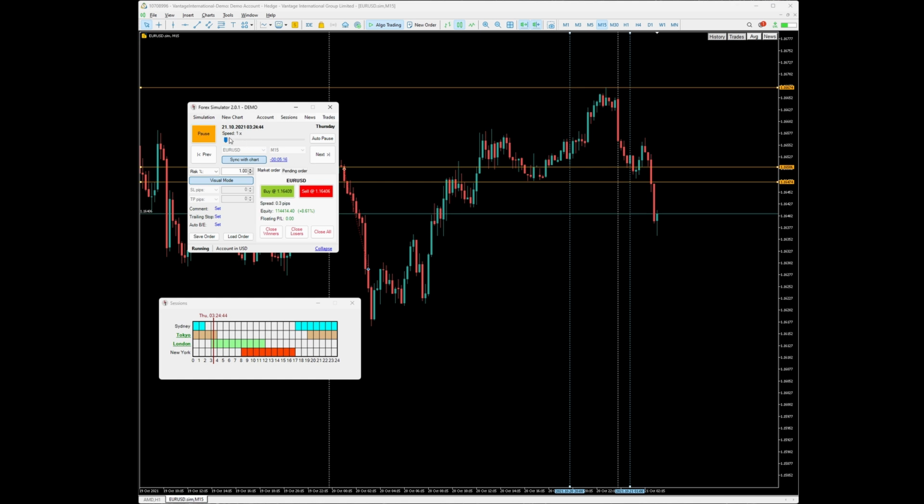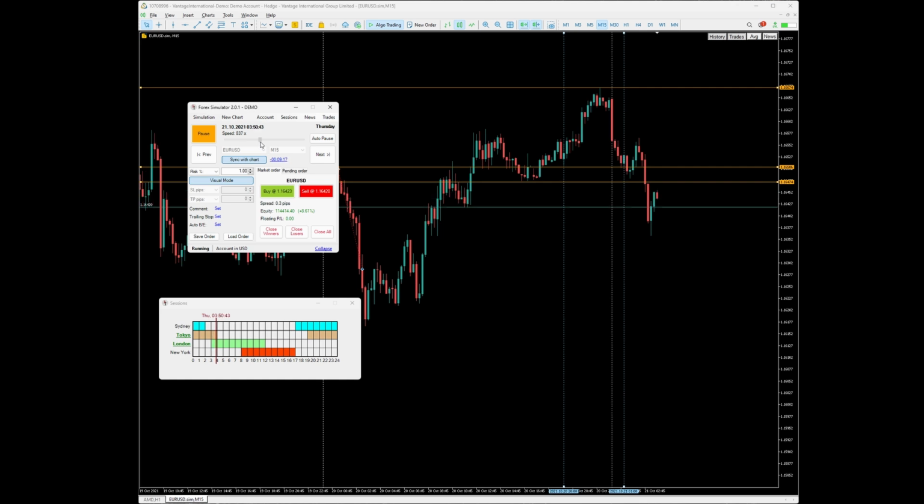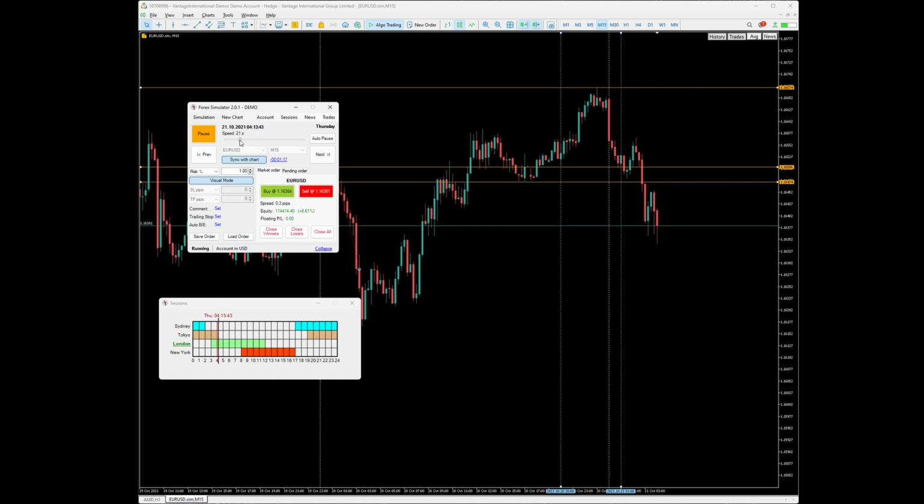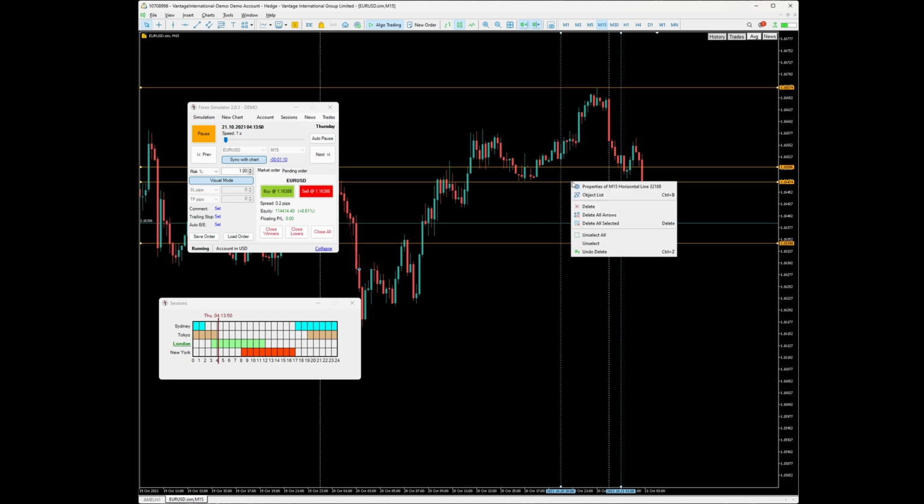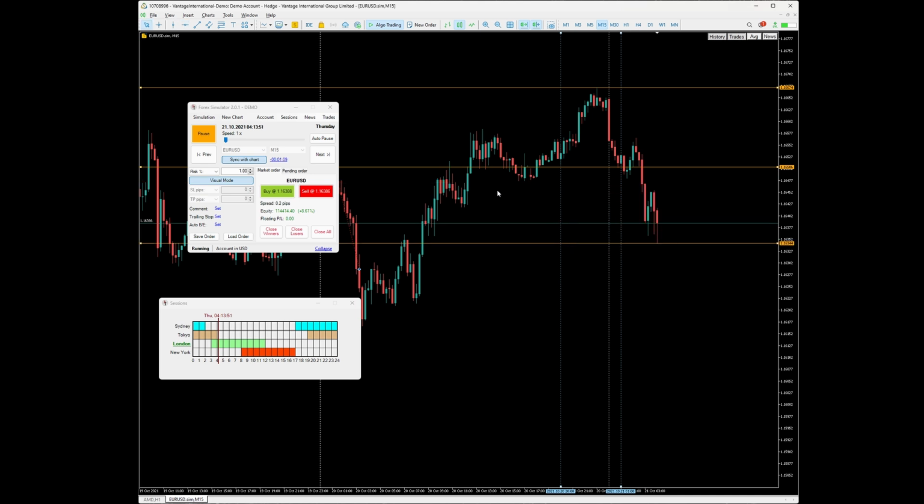Price hit, no. It still didn't hit that. There we go. Did it hit this POI? All right, so we can delete this POI here. Invalid. This is the real POI. You see? Boom. And now we want to see a market structure shift.